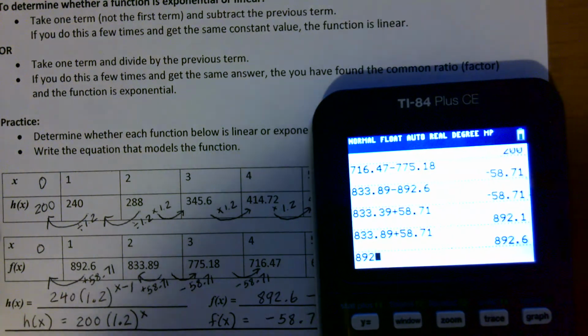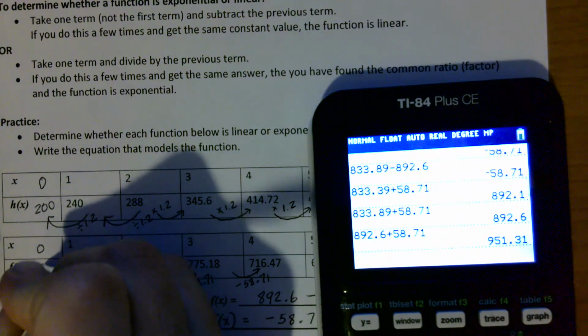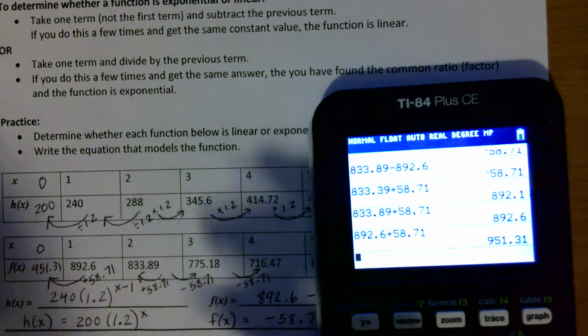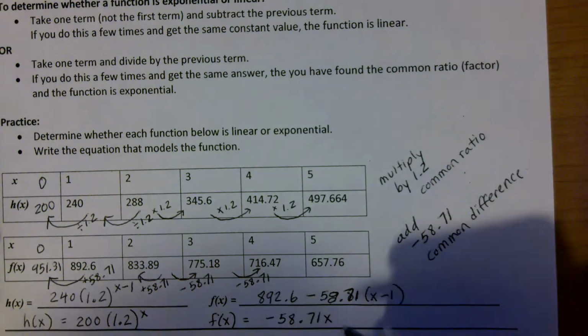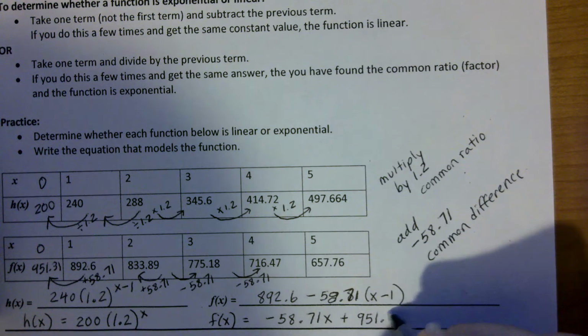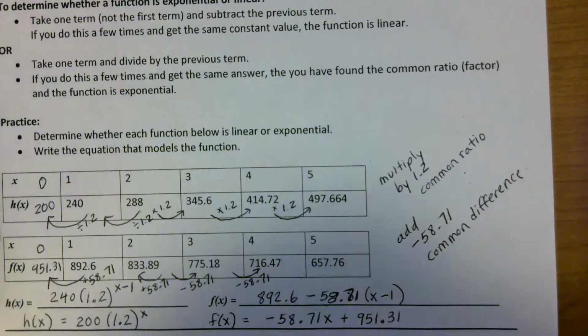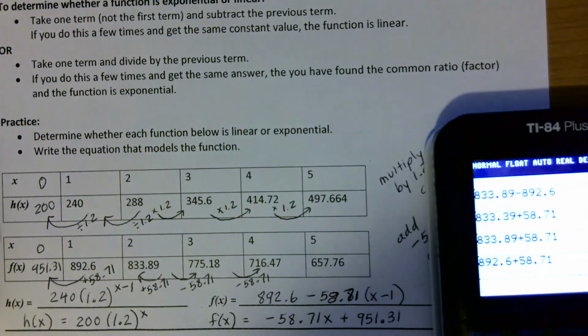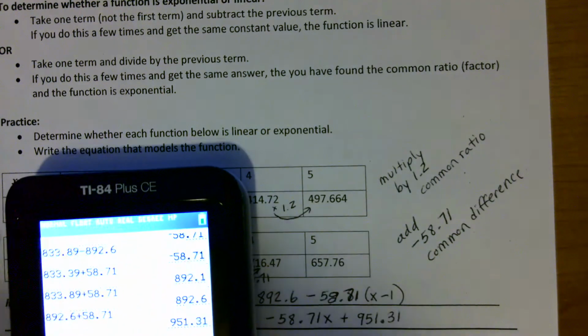So 892.6 plus 58.71. And I get 951.31. So that would be my y-intercept. Pretty large y-intercept, but that would work for the sequence. So you know what we're going to do? Let's check it in our calculator.